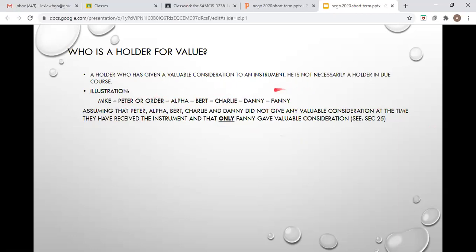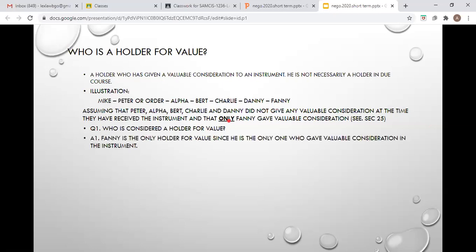But, if Fanny gave valuable consideration to that instrument, then ano yung kwan natin? Who is considered now holder for value? It is only Fanny because Fanny was the only one who gave the valuable consideration. Insofar as Peter, Alpha, Bert, Charlie, and Danny, they are not holders for value. They are not also holders in due course.